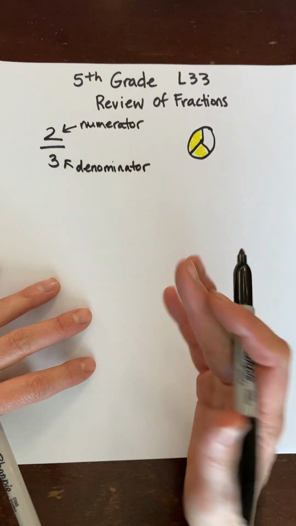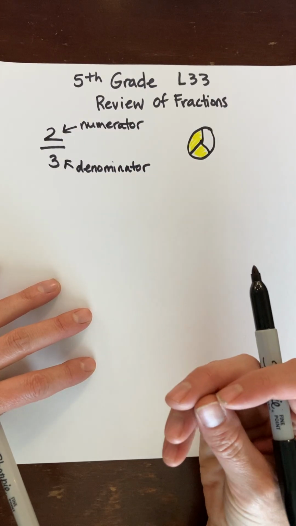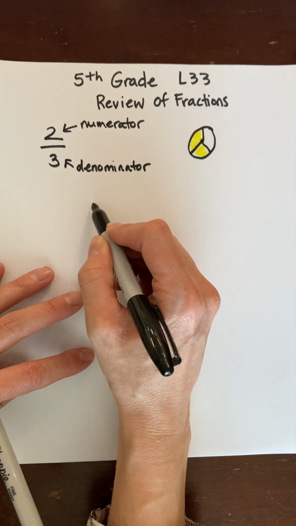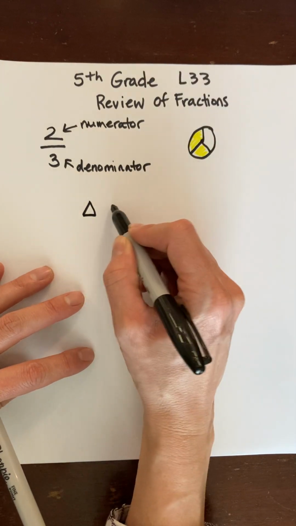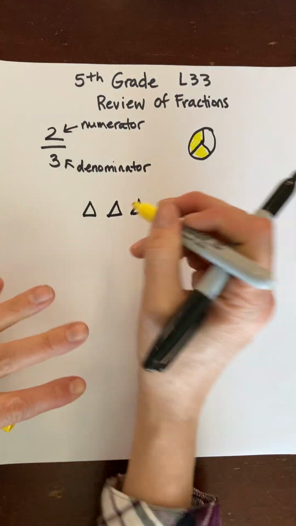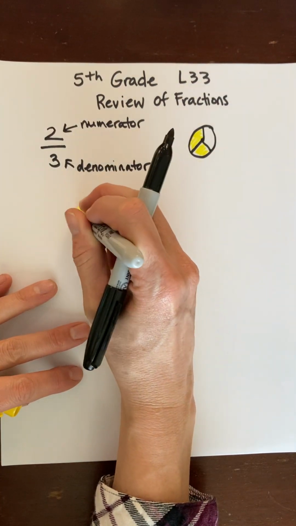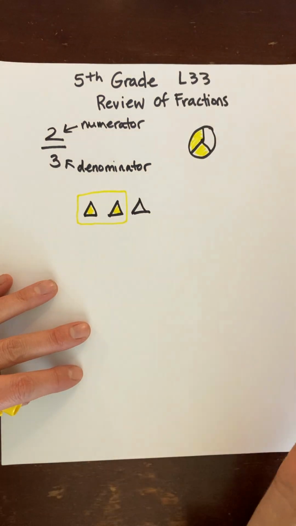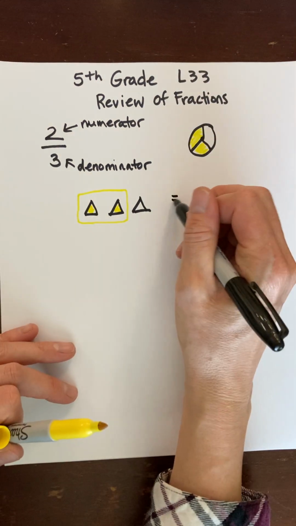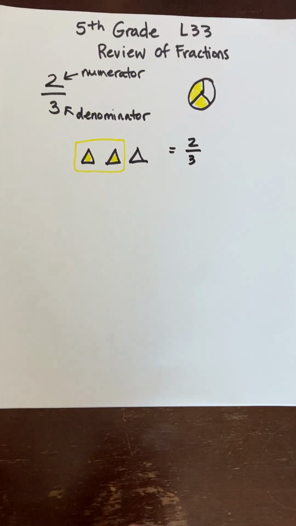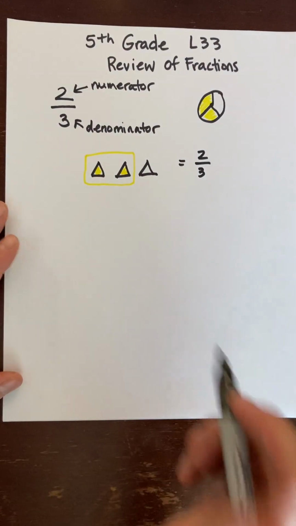We can also have a fraction to represent the number of items we have out of a group of items. So if we had this one, for example, I've got 3 triangles because that's my denominator, and my numerator of 2 tells me that I have 2 of them that have been selected, circled, shaded out of the 3. And this would also be 2/3.